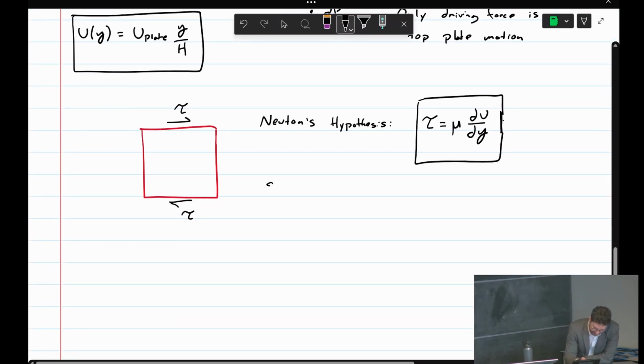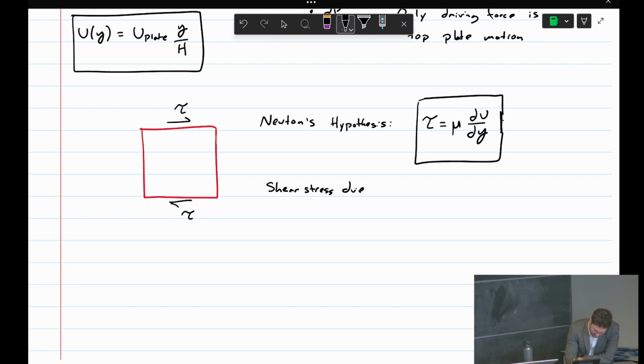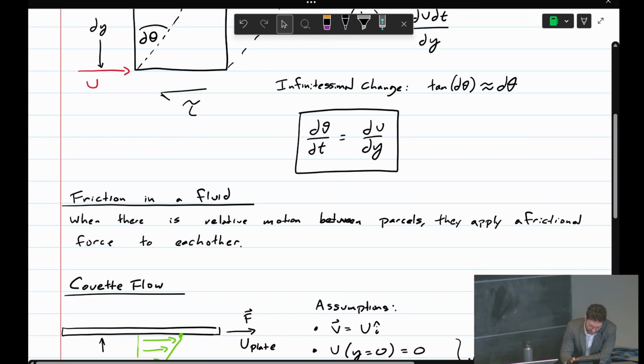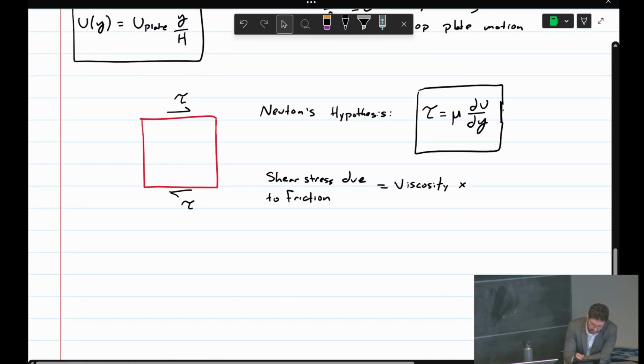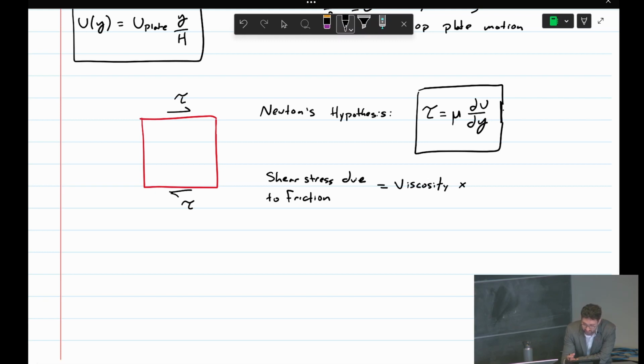And it tells us that the shear stress due to friction equals the viscosity times this term here, the du dy. We saw up above that du dy is d theta dt, which is our rate of strain. So the shear stress is the viscosity times the rate of strain of a fluid element.